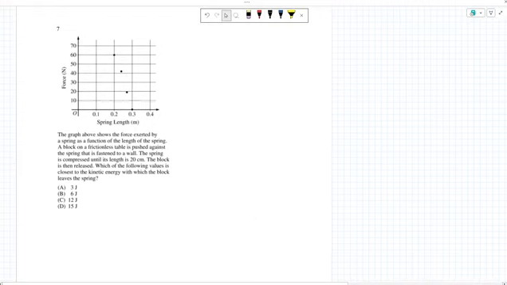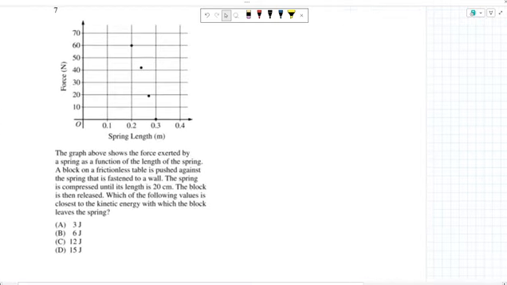All right, 7 on this one. So we have a graph that shows the force exerted by a spring as a function of time. A block on a frictionless table is pushed against the spring that's fastened to the wall. It's compressed until its length is 0.2 centimeters. The block is released. We want to know which of the following values is closest to the kinetic energy of the block when it leaves the spring.